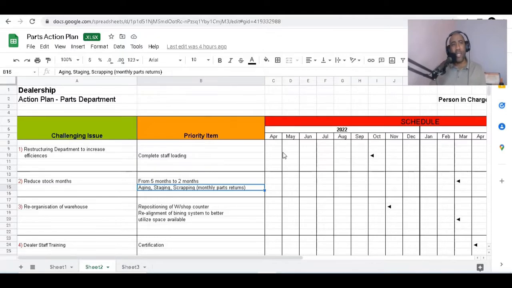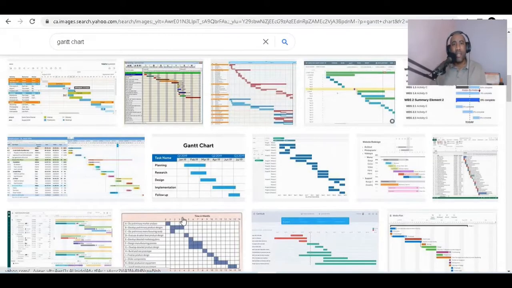But what is the action plan? The action plan is similar to a Gantt chart. The Gantt chart is used in project management. If you are familiar with project management software, you will learn all these different applications that you use in order to get your projects moving.